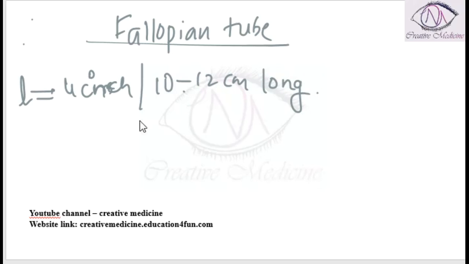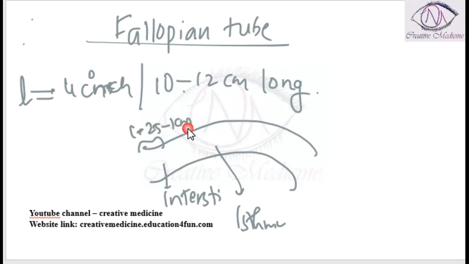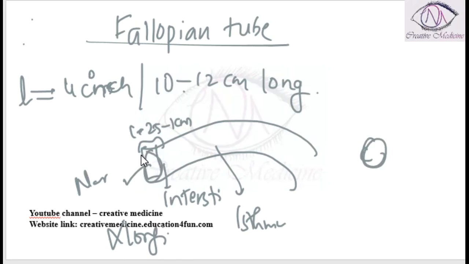Parts of the fallopian tube: interstitium, isthmus, ampulla, and fimbrium. Interstitium or intramural part is 1.25 centimeters long and 1 millimeter in diameter. It is the narrowest part of the tube and it has no longitudinal muscles and it only has circular muscles. And these circular muscles act as the anatomical sphincter, forming the tubal ostia.